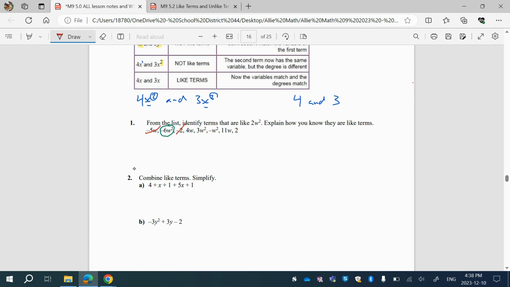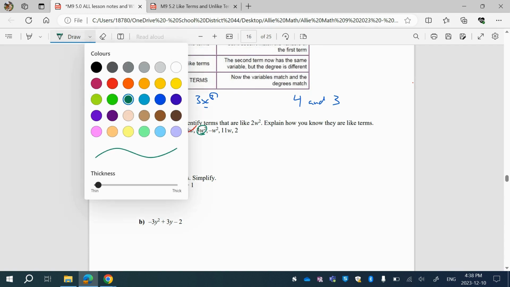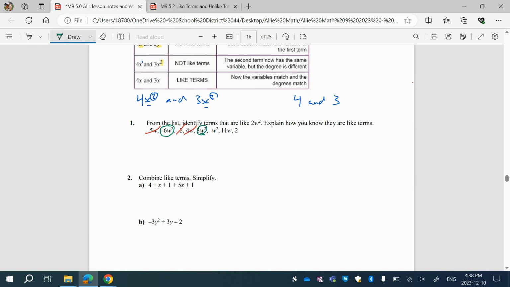Next, we have 4w. Similar to our negative 5w, we have the same variable, but we don't have the same degree. This one would have an invisible 1 right there. And 1 is not 2, so that is not the same. Next, we have 3w squared. Again, we got the w squared, same variable, same degree. So these are like. So that's a yes. Okay, next is a negative w squared. This also has a w, a same variable, same degree. So this is like as well.